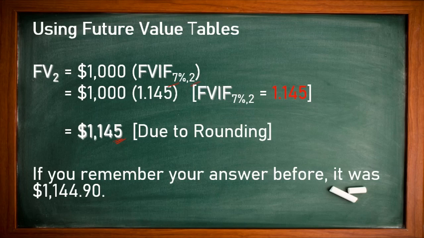There is a small change here. This is due to the rounding of the value, because we just rounded up the value 1.145. Maybe it is 1.14499 something, a huge number. So we rounded up this value, and that is why the change is there. If you remember, your answer before was 1144.90. It is acceptable to have minor changes due to the table. Normally we prefer to do the calculation through the calculator or through an Excel sheet.